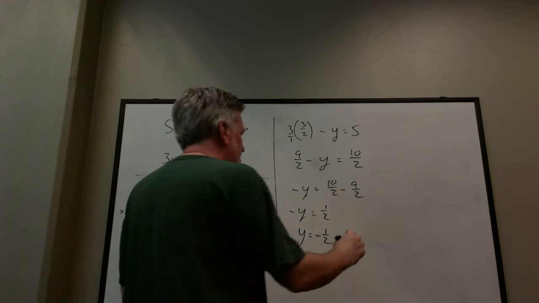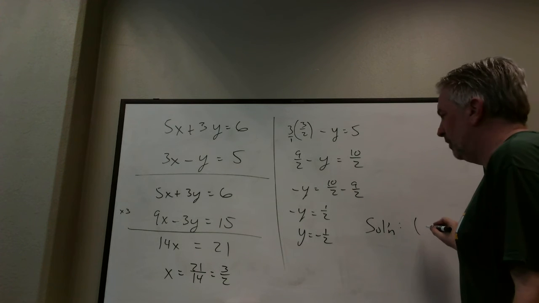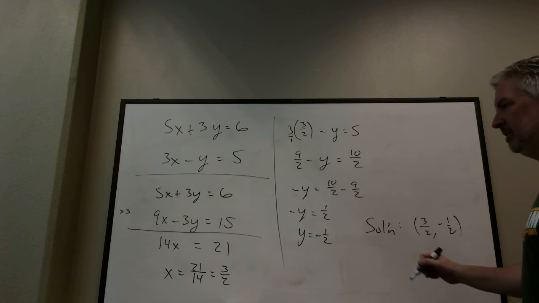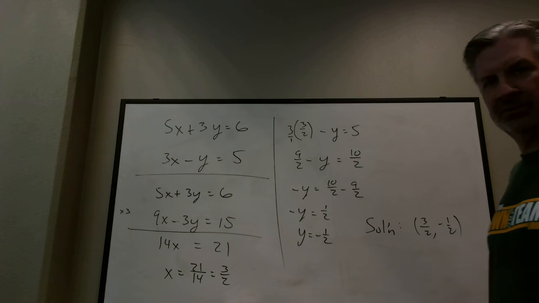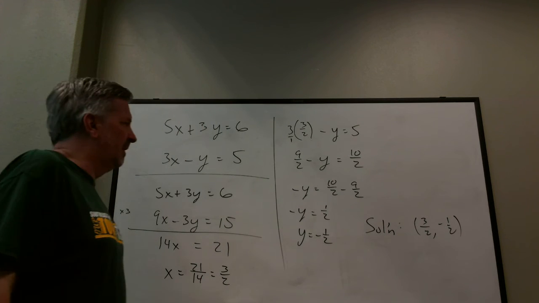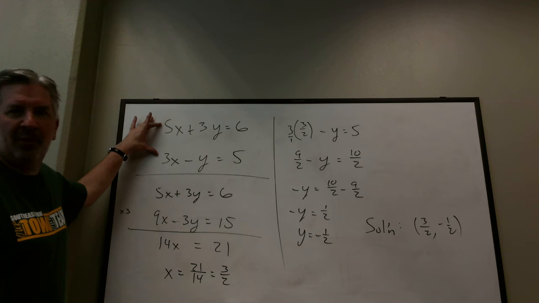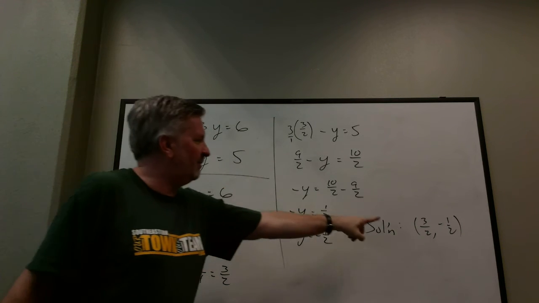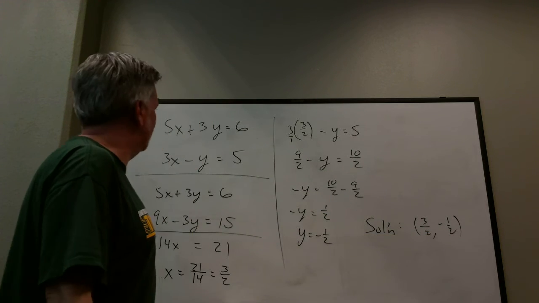So what's the solution? I'm perfectly happy if you just tell me the ordered pair. You don't have to write that the solution set is the set of ordered pairs, I'm not that concerned about that. I'm mainly concerned, can you get the solution? Now, you can always check your answer here, right? That ordered pair must satisfy both equations, right? So if I do 5 times 3 halves plus 3 times negative a half, I should get 6.